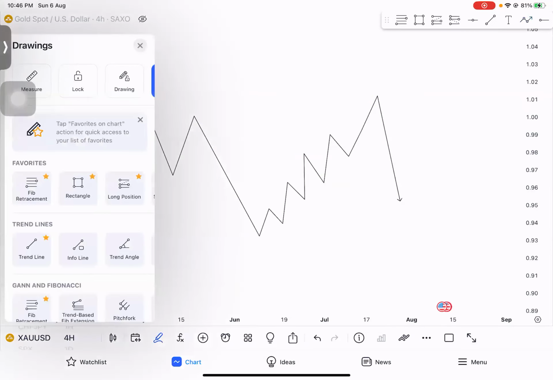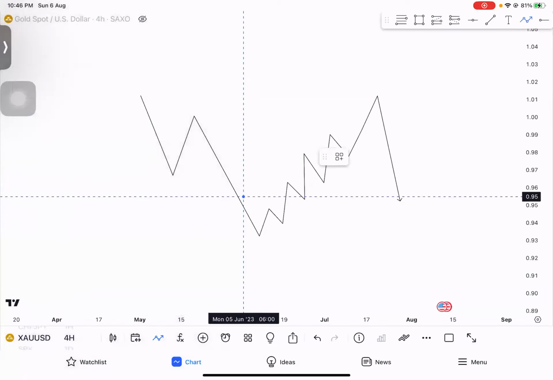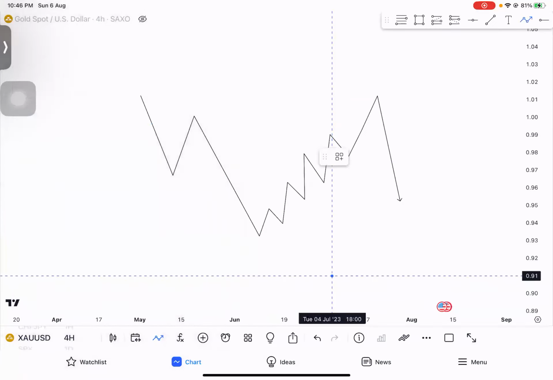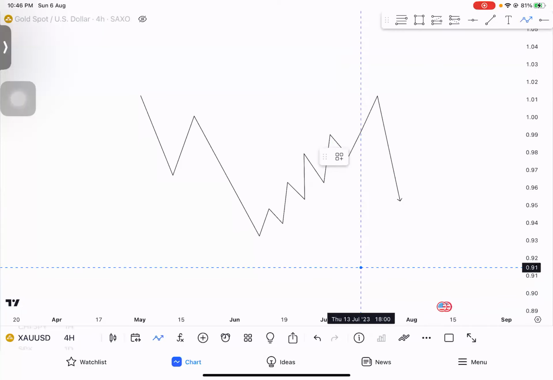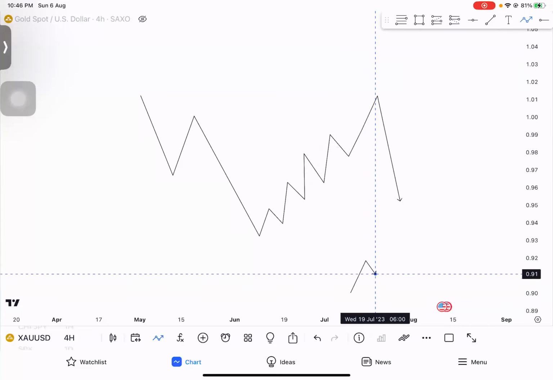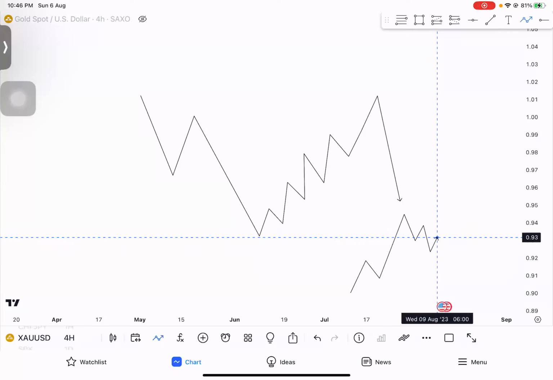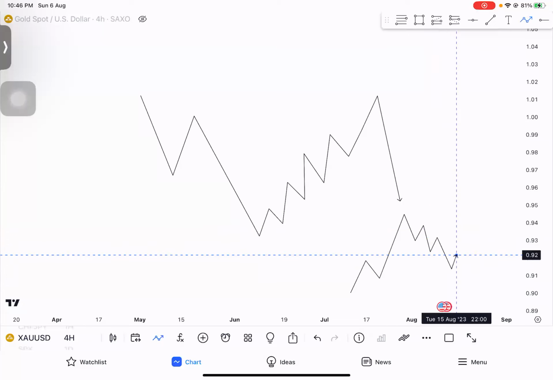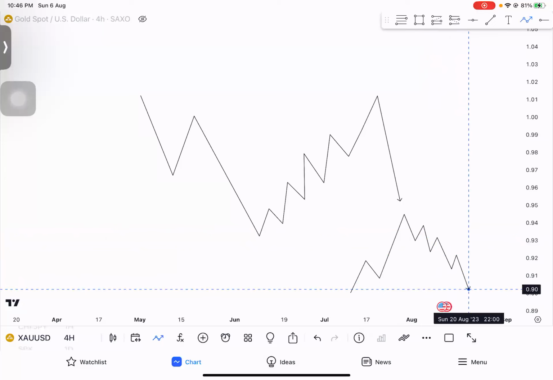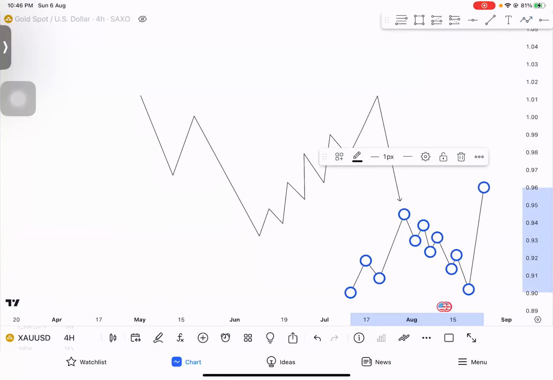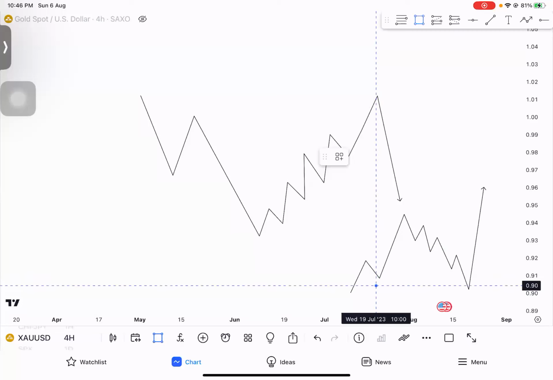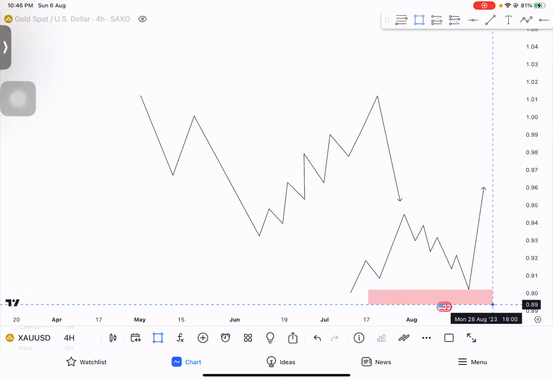So if the market structure is still uptrend, you'll be looking at a different one. Maybe on the uptrend, and then when you pull back, you will buy at the demand. It's below the higher low. Okay, it's below the higher low.